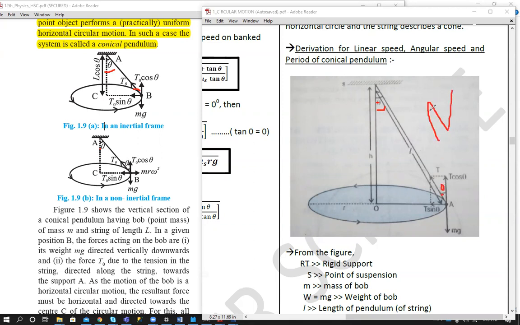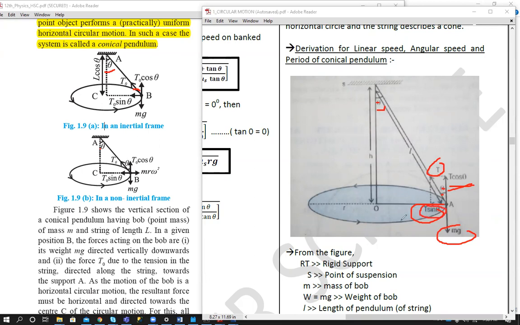It is forming a Z angle, right? We know that these angles are the same. So by vector resolution, we can resolve the tension T as T cos theta, and the horizontal component is T sin theta. The vector which is near the angle is always the cosine component. So T cos theta will balance weight mg, and T sin theta will provide the necessary centripetal force for the horizontal circular motion of the bob of the conical pendulum.